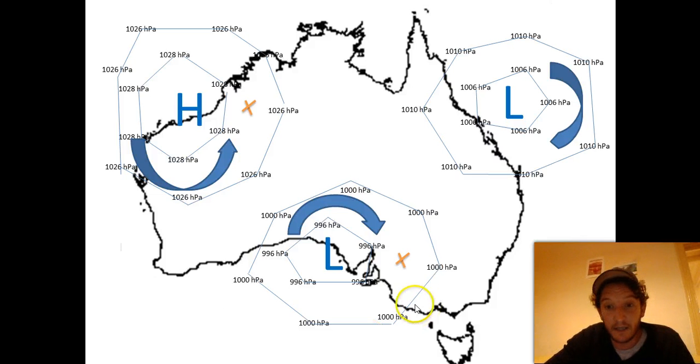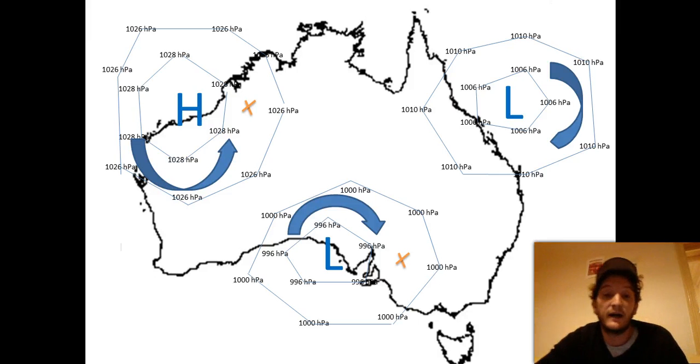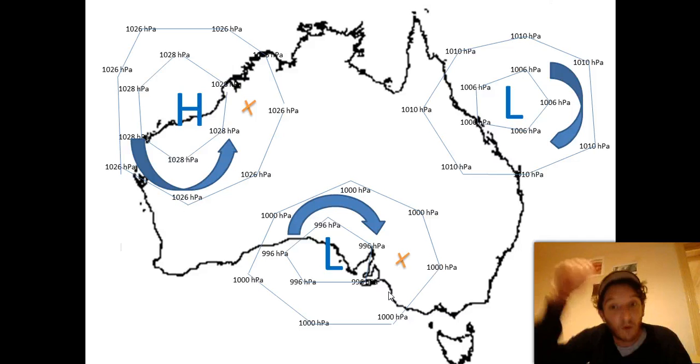We have a look over here, down here, probably somewhere over near Broken Hill, this one. We can see that the wind is going to be coming down upon it. It's probably coming from a northerly direction, so it's going to be a northerly wind.